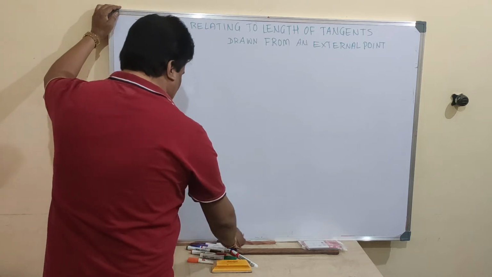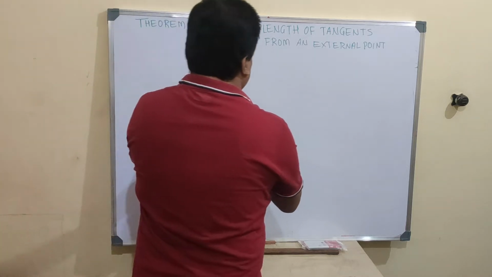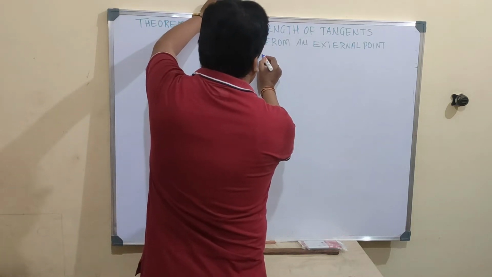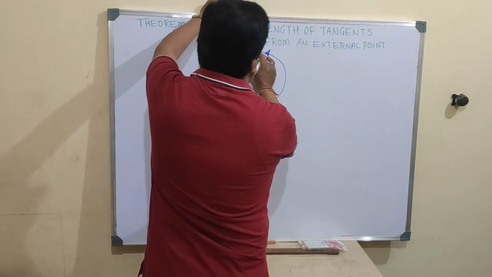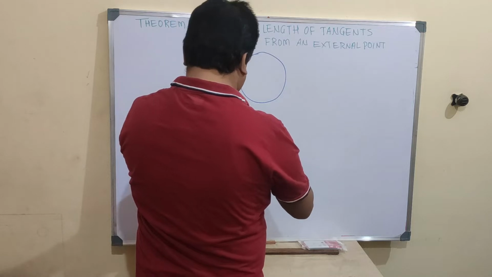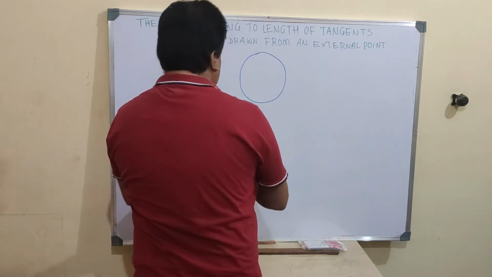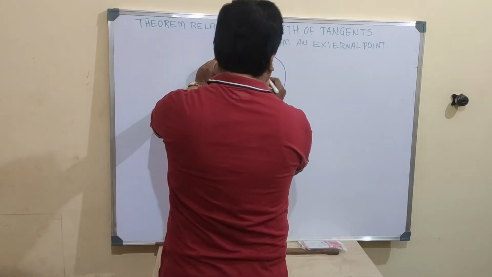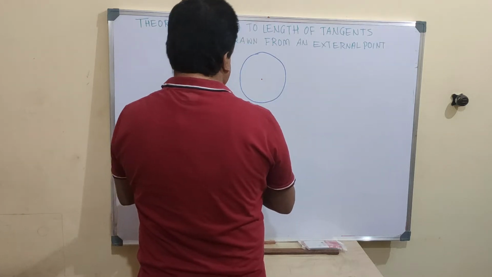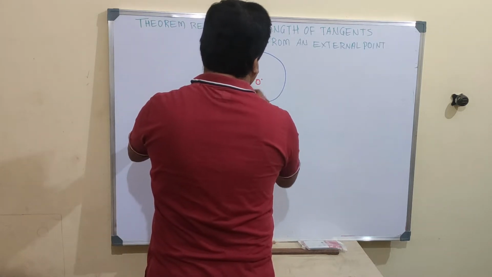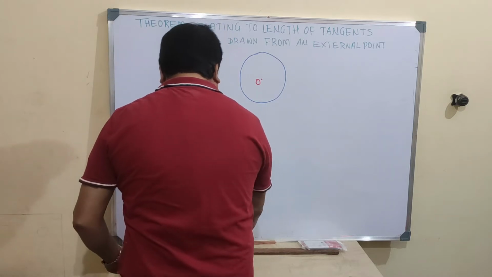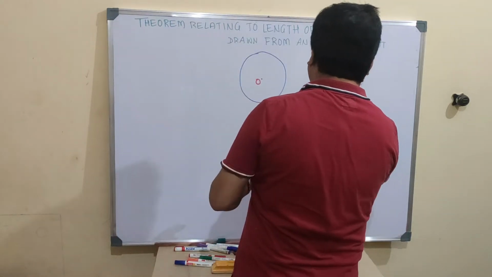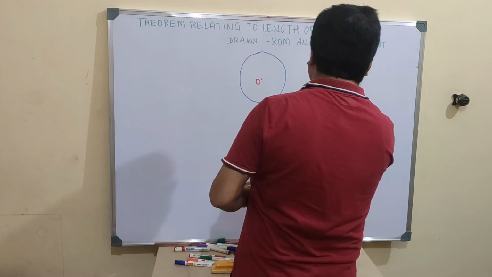First, let's draw a circle. Let's draw tangents to it. O is the center of the circle, and draw two tangents from the external point.